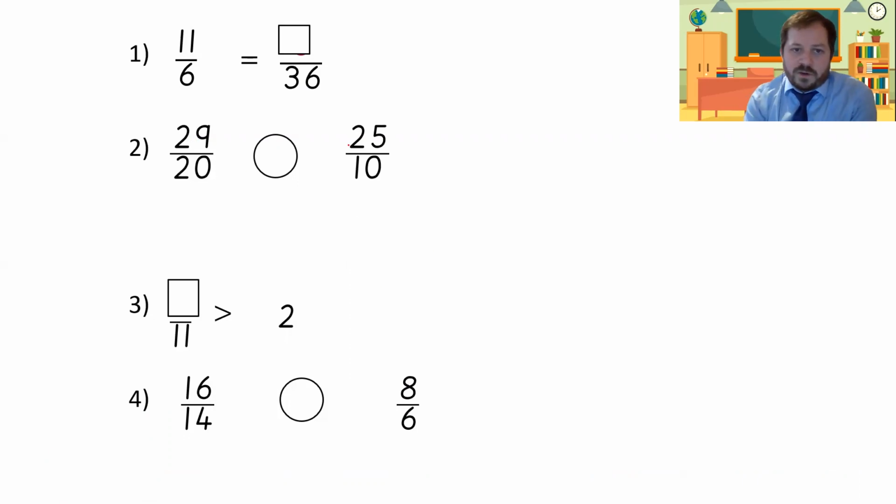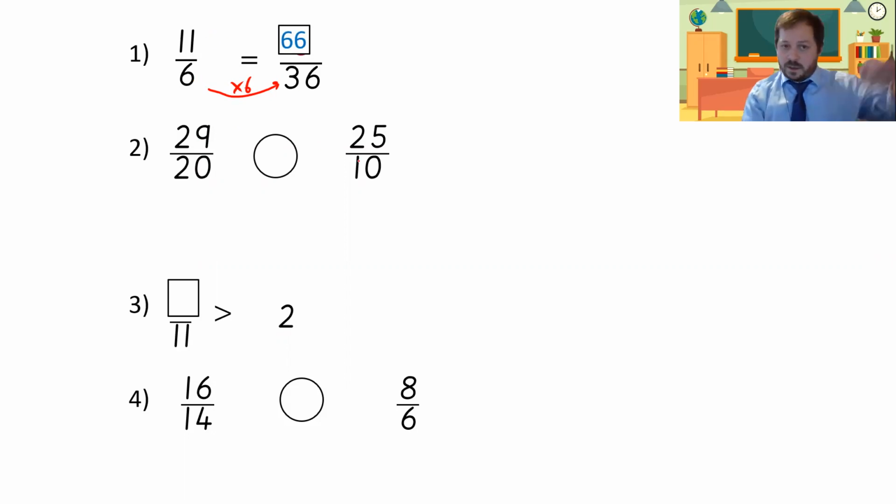Okay, so the first thing we're thinking about is use of equivalent fractions. So what have we done to 6 to get to 36? We've times by 6. So we have to times the top by 6 as well. So 11 times 6 is 66.